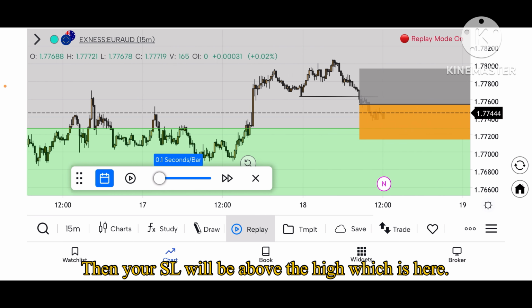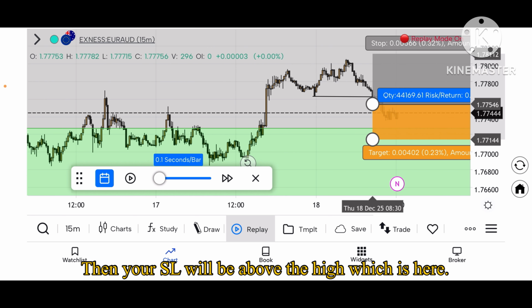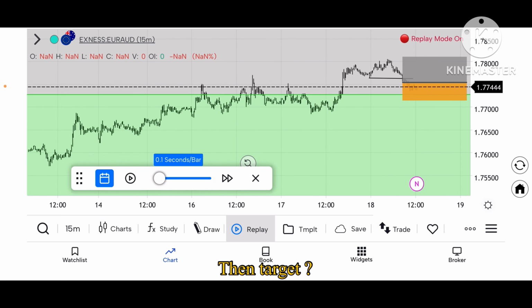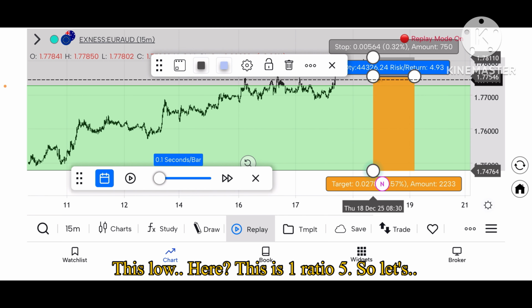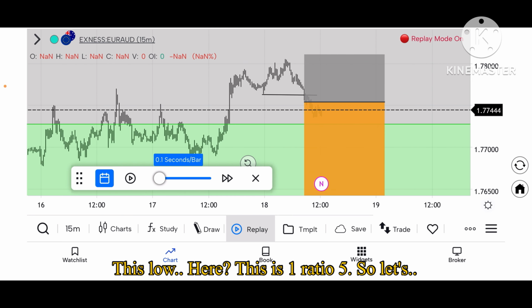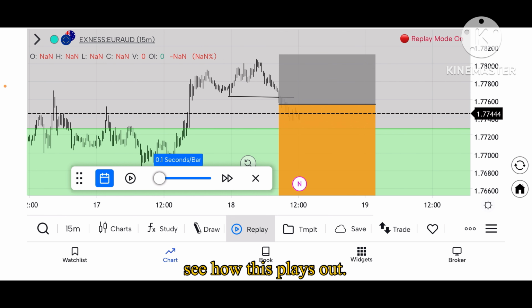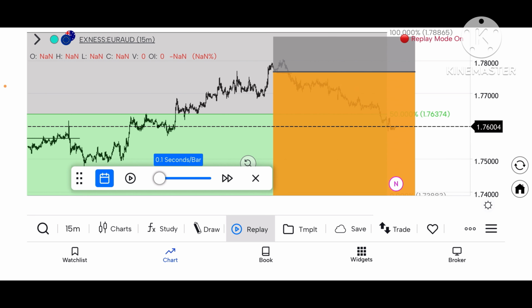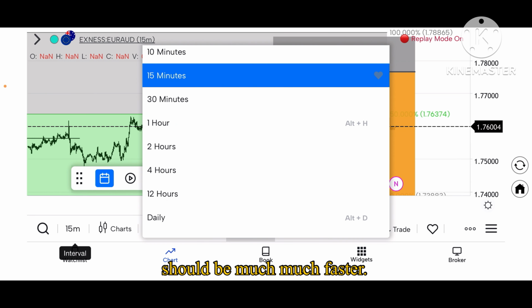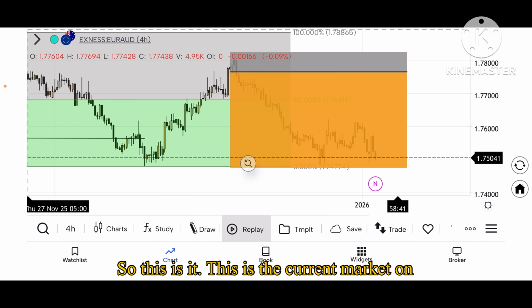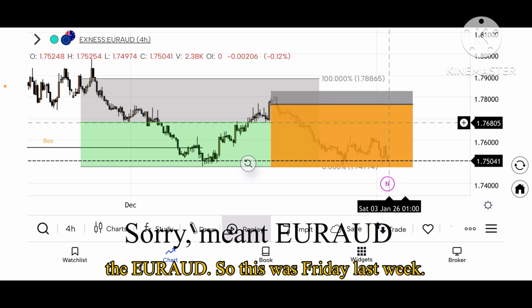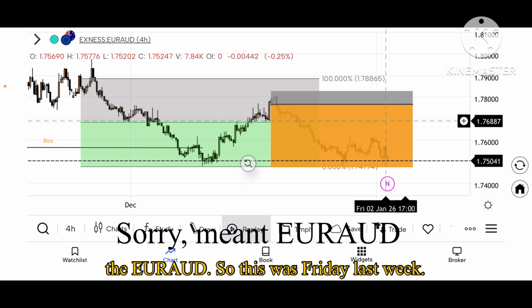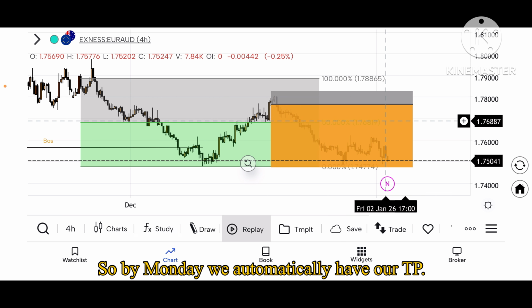Then your SL will be above the high, which is here. Then the target is this low here. This is 1:5. So let's see how this plays out. Let me go on to the higher time frame, so it should be much faster. So this is the current market on the EURUSD. So this was Friday last week. So by Monday we will automatically have our TP.